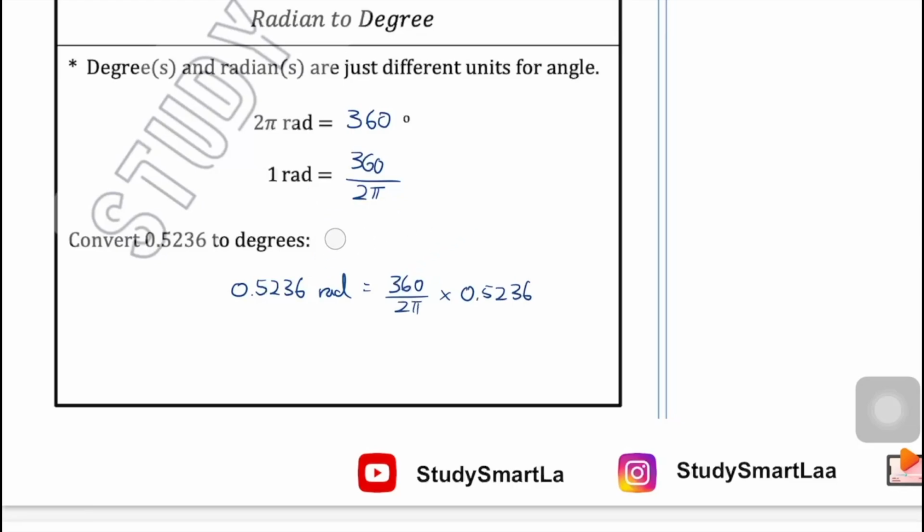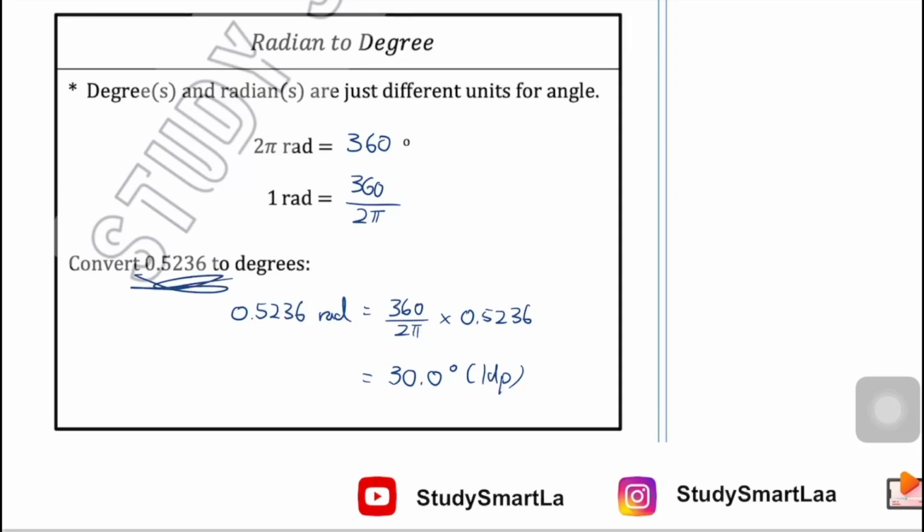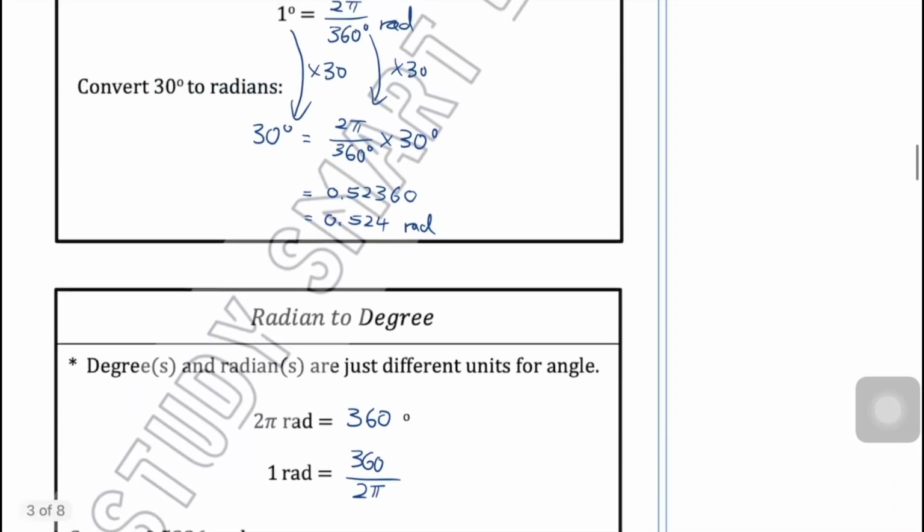Okay, so punching that into my calculator, I will do it now. So 360 over 2 pi multiplied by the 0.5236. And what you will realize is that if I were to do, let's say this is my final answer, right? If I were to do degree, because now I've converted from radian to degree, so this is gonna be 1 dp, and you'll notice that it's 30 degrees. So I purposely chose for us to convert this to show you, right?